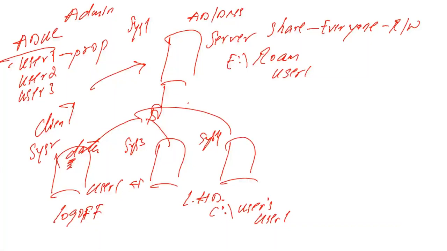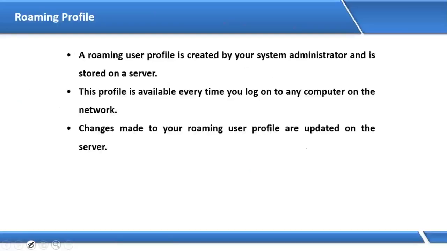Once you log off, once you sign out, once you shut down, your profile is going to be stored on the server. So it means before signing out, before shutting down, your profile is also available in the local hard disk temporarily. But once you sign out, your profile is going to be stored in the server. The complete profile is available in the server, right? So that's why you can see in the second line it is written, this profile is available every time you log on to any computer on the network.